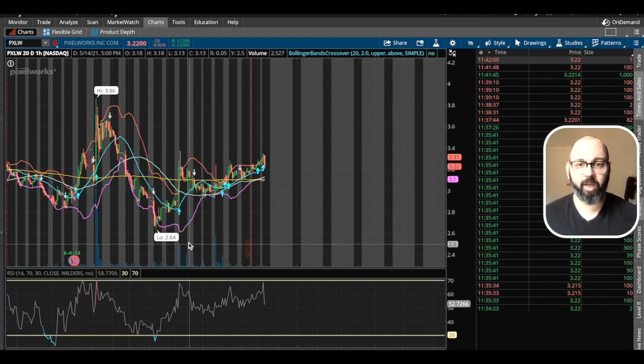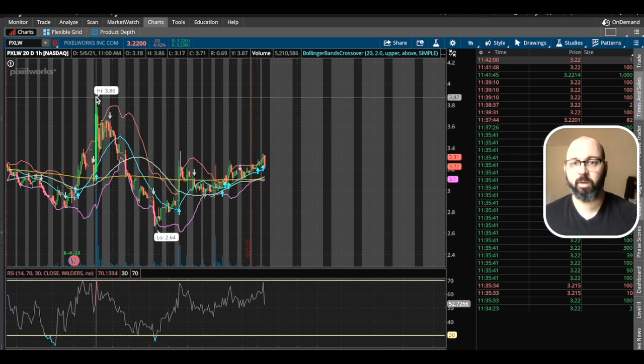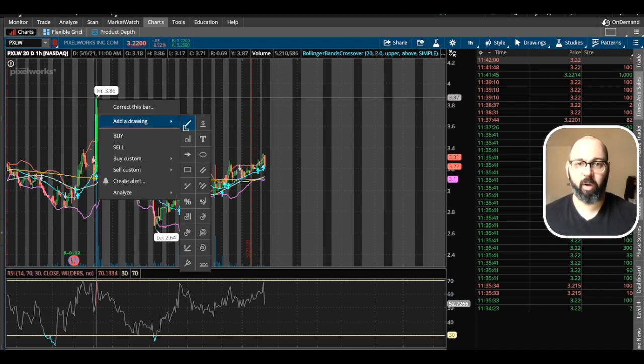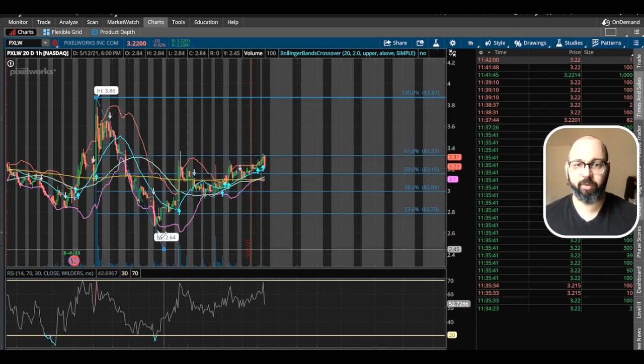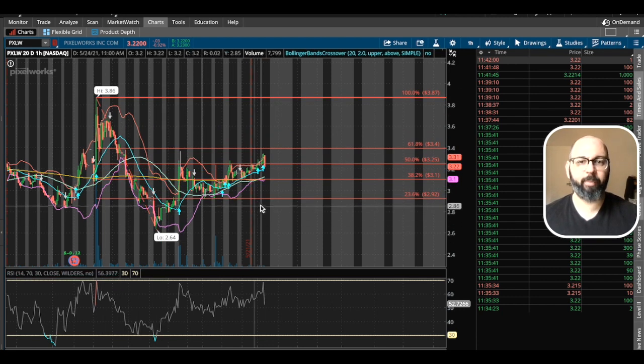Now what we do, because we have come off the lows, is we go up to the previous high because we were in a downtrend, and now it looks like we're reversing. So you right-click, add drawing, and you go down to this percentage tool, which says Fibonacci Retracements. You connect your high to your low, and now you've got potential resistance lines, aka sell targets, where you might consider selling your position.